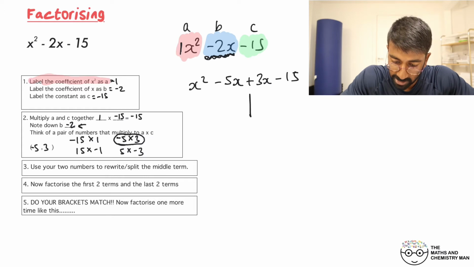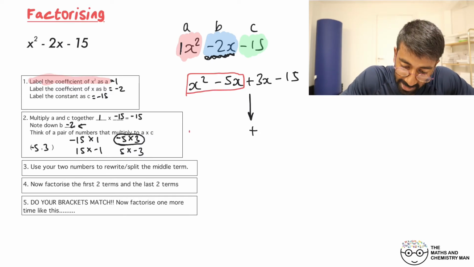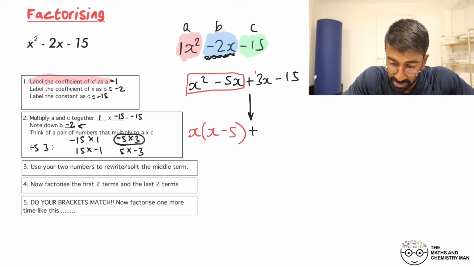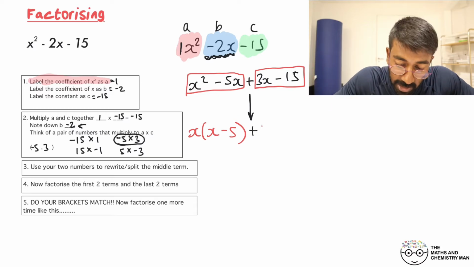We're going to do some factorizing. So I'm going to put that plus sign in as it is, and I'm going to factorize this first. What can I take out of these two terms? I can take an x out of there. So x and then x minus 5. And then I'm going to factorize these two terms over here. What can we take out of there? The common factor is 3. So we'll have 3 and then x minus 5.